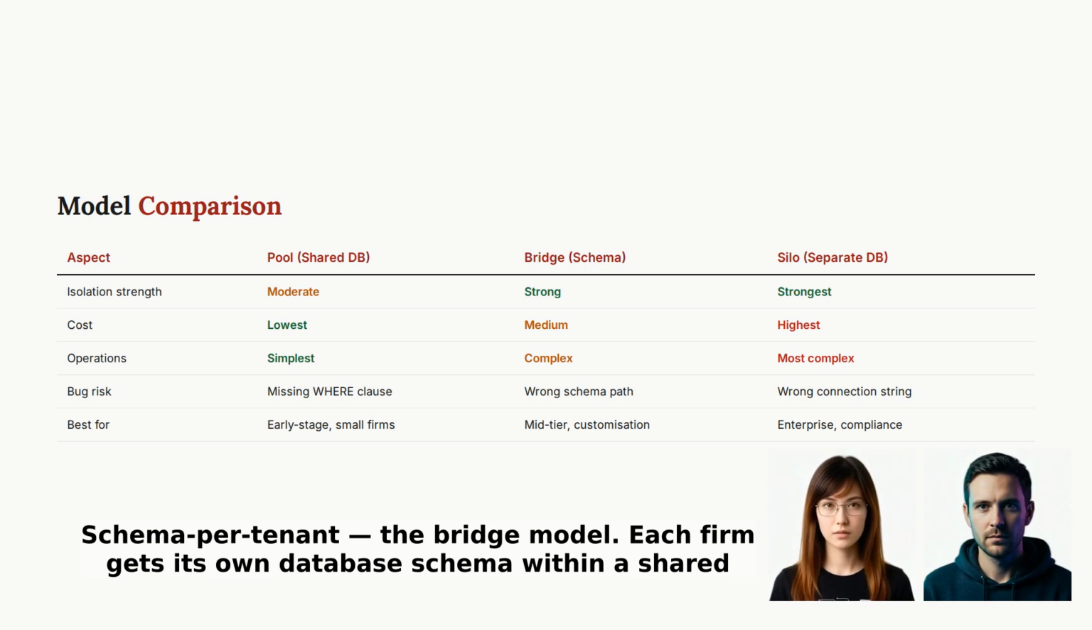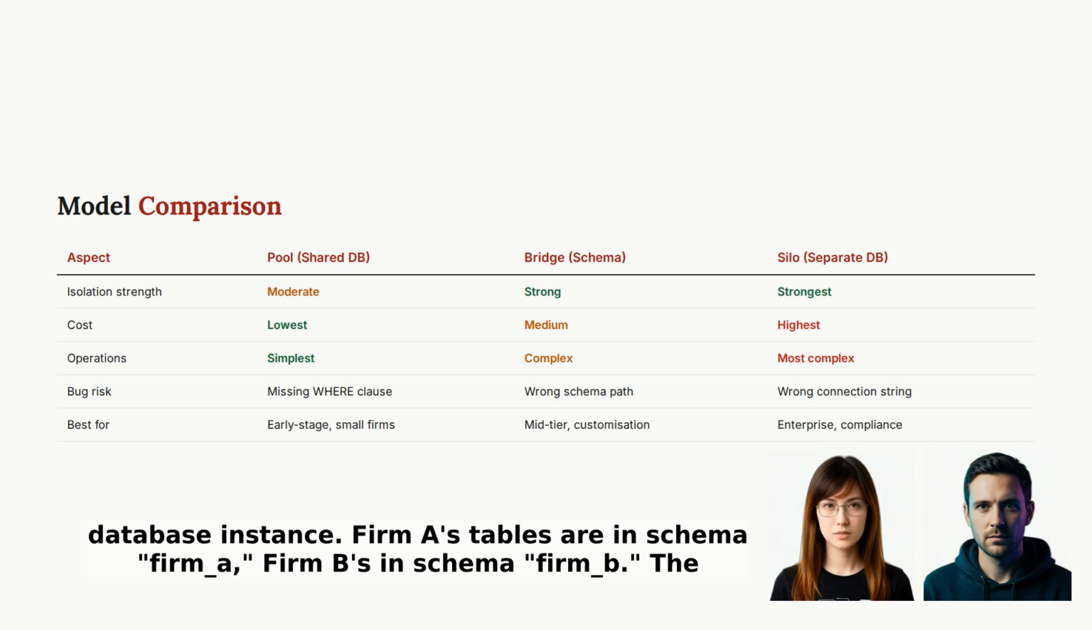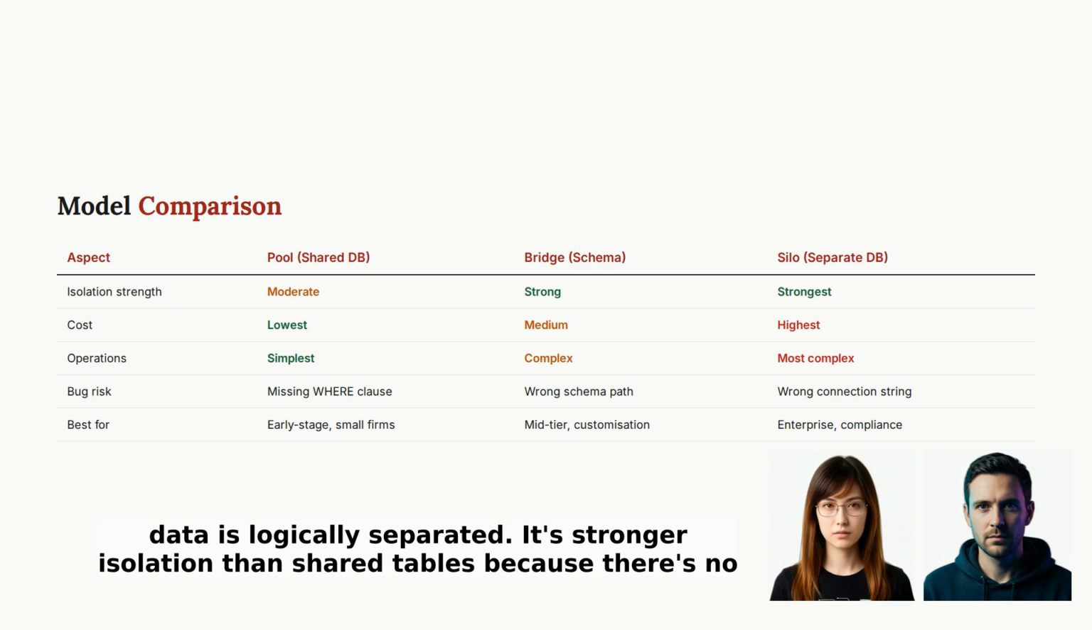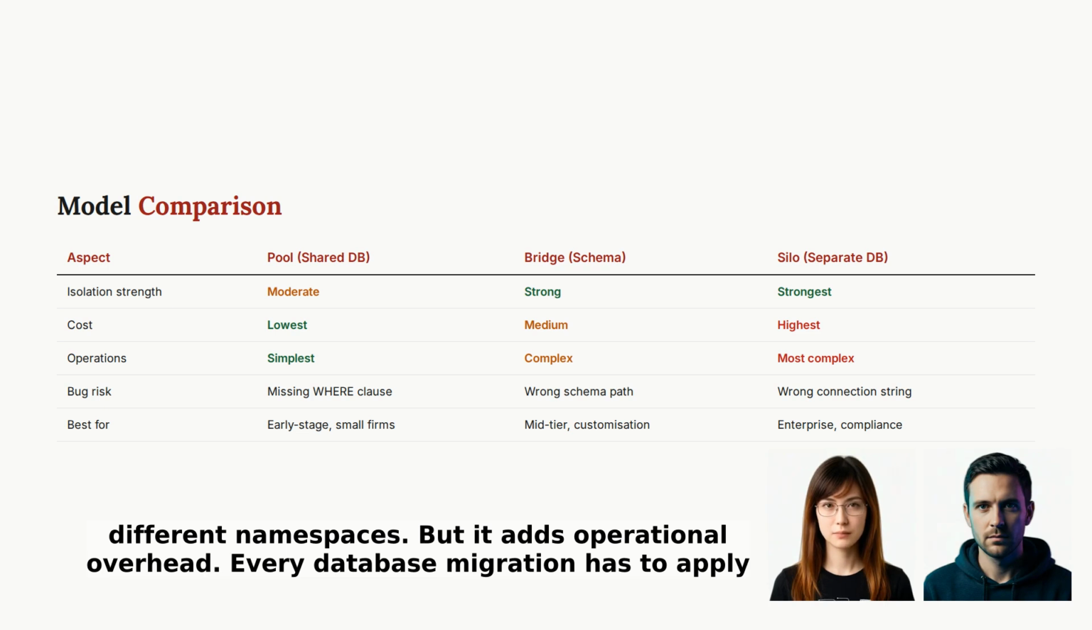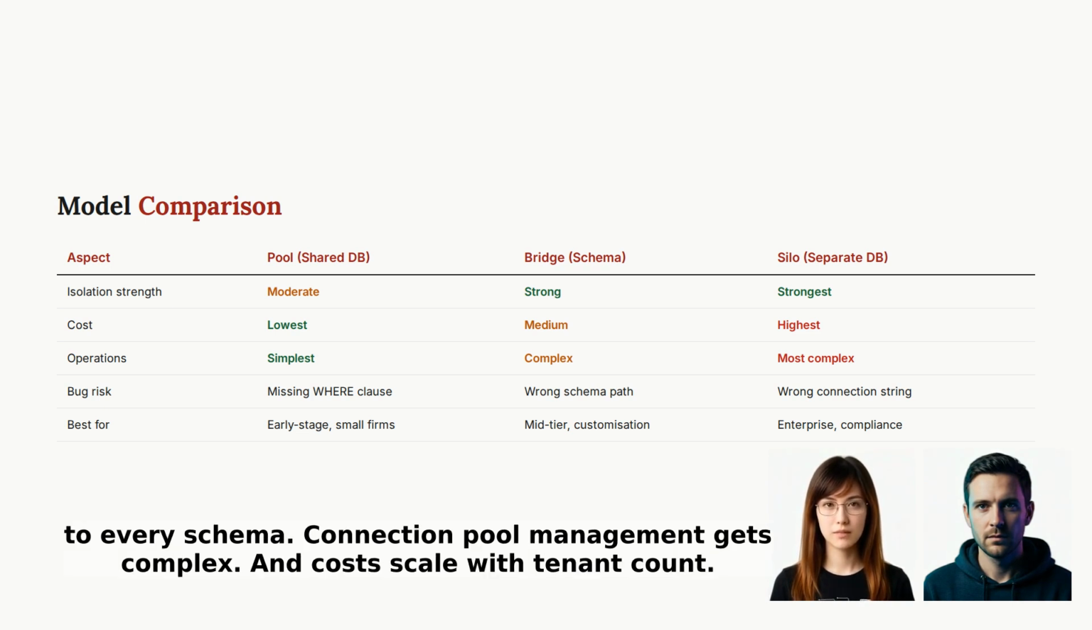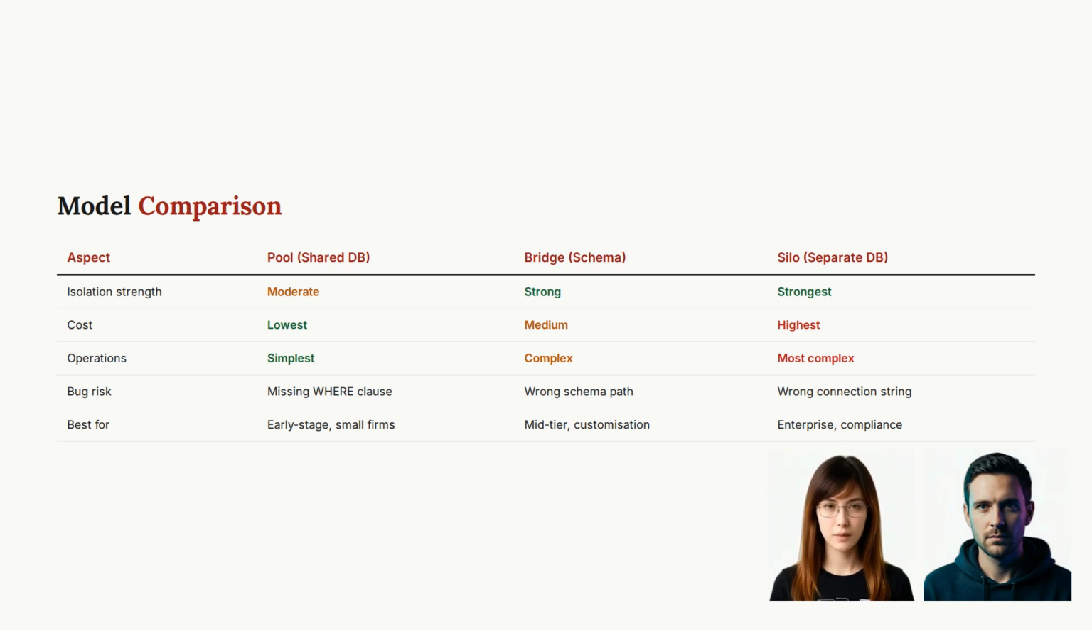Schema per tenant, the bridge model. Each firm gets its own database schema within a shared database instance. Firm A's tables are in schema Firm A, Firm B's in schema Firm B. The data is logically separated. It's stronger isolation than shared tables because there's no possibility of a missing where clause exposing other tenants. The tables literally exist in different namespaces. But it adds operational overhead. Every database migration has to apply to every schema. Connection pool management gets complex, and costs scale with tenant count.